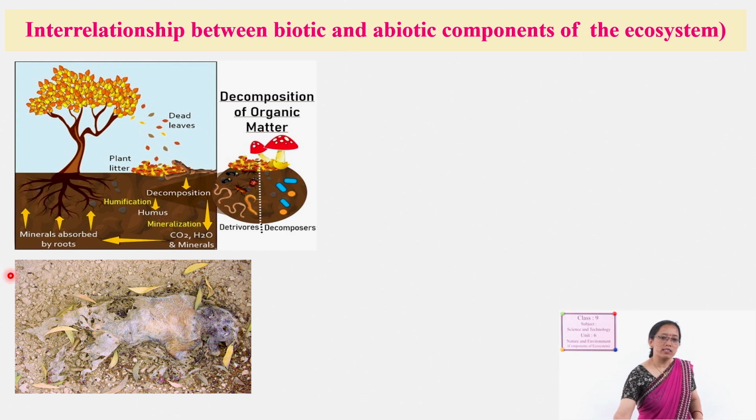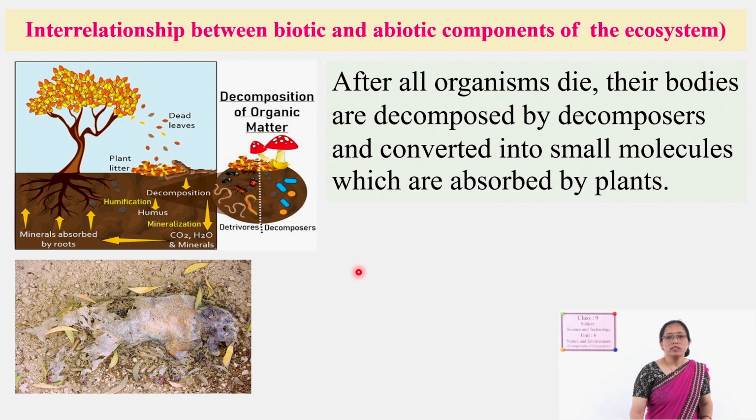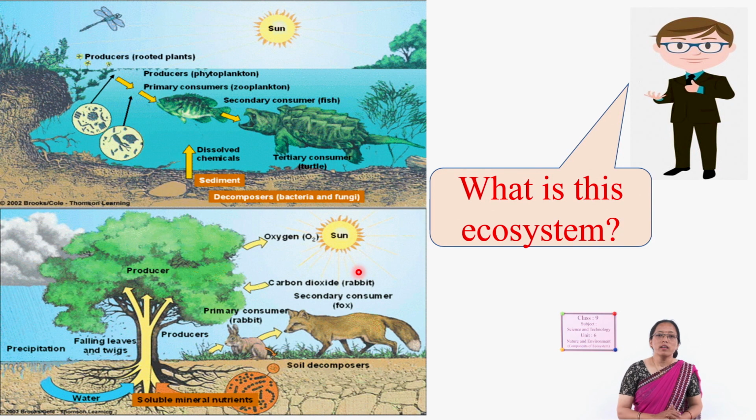See, another example, decomposition, you have seen every day. In this, the complex molecule will be converted into simpler molecules by different kinds of microorganisms. That is decomposition. Okay, this is about the different parts of the ecosystem, that means environment. Then what is an ecosystem? Have you heard about the ecosystem?